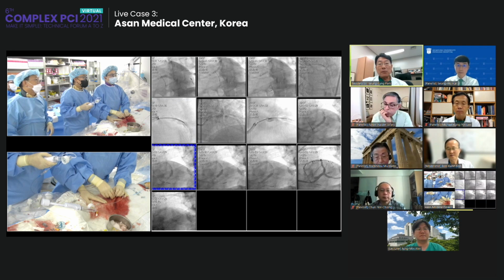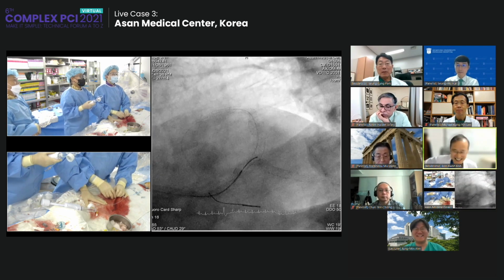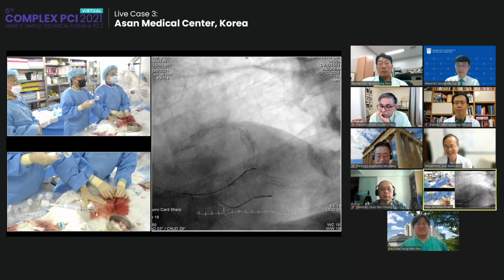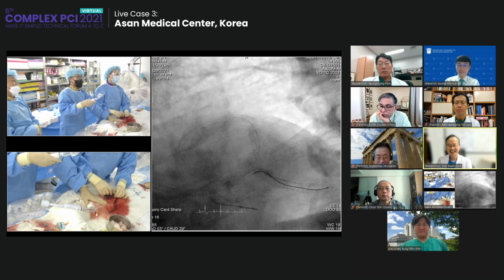Yes, just take it. Not difficult. 2 seconds. 3 seconds. All right. It took some seconds, but was very easy to cross. More than 10 seconds.